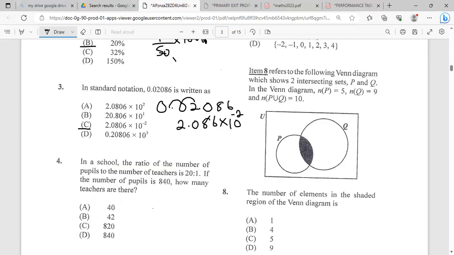In a school, the ratio of the number of pupils to the number of teachers is 20 to 1. If the number of pupils is 840, how many teachers are there? So what it basically means, for every one teacher, you're going to have 20 students. So if you have 840 students, we simply divide it by 20. And that's very easy, guys. Which gives us 42. So for number 4, it would have been B.